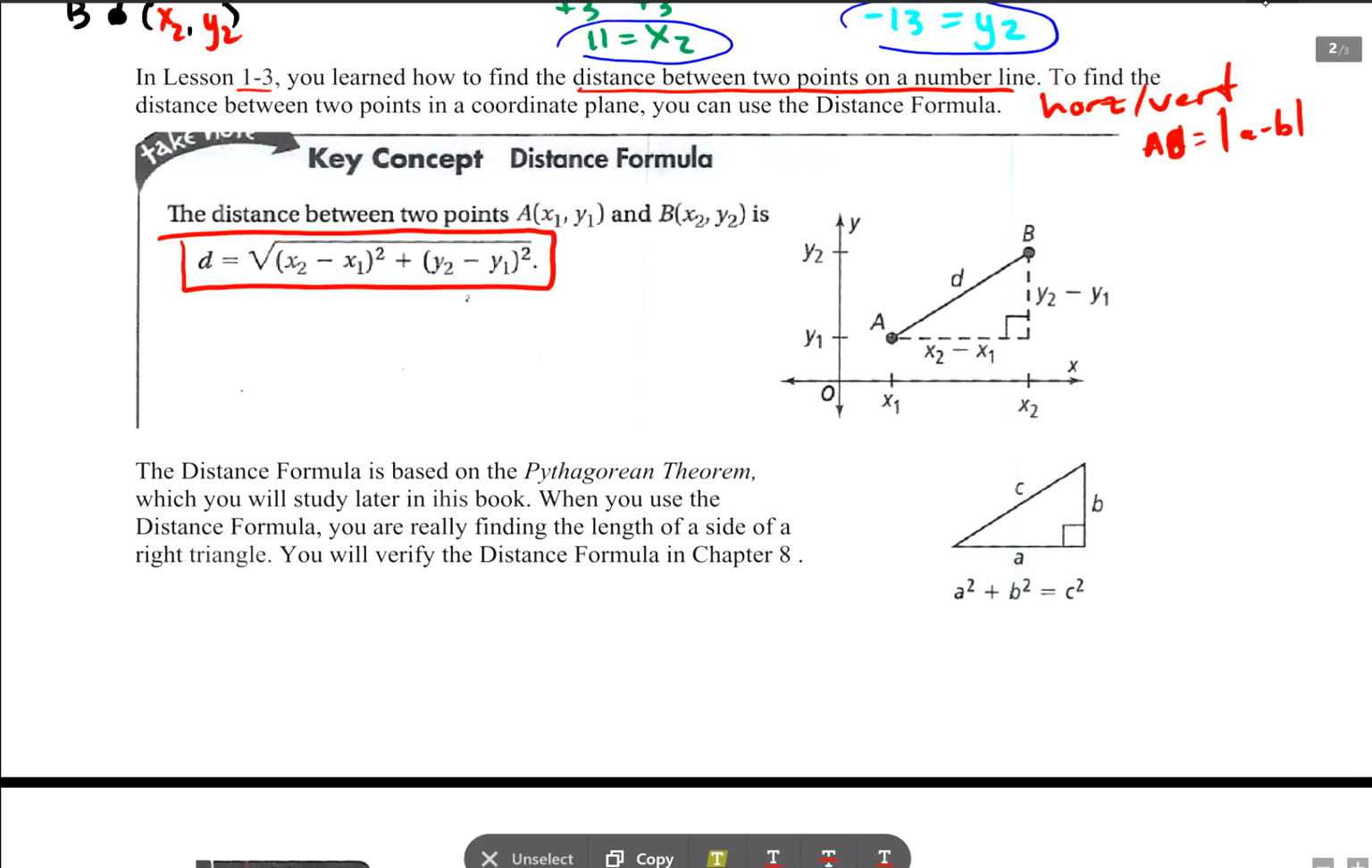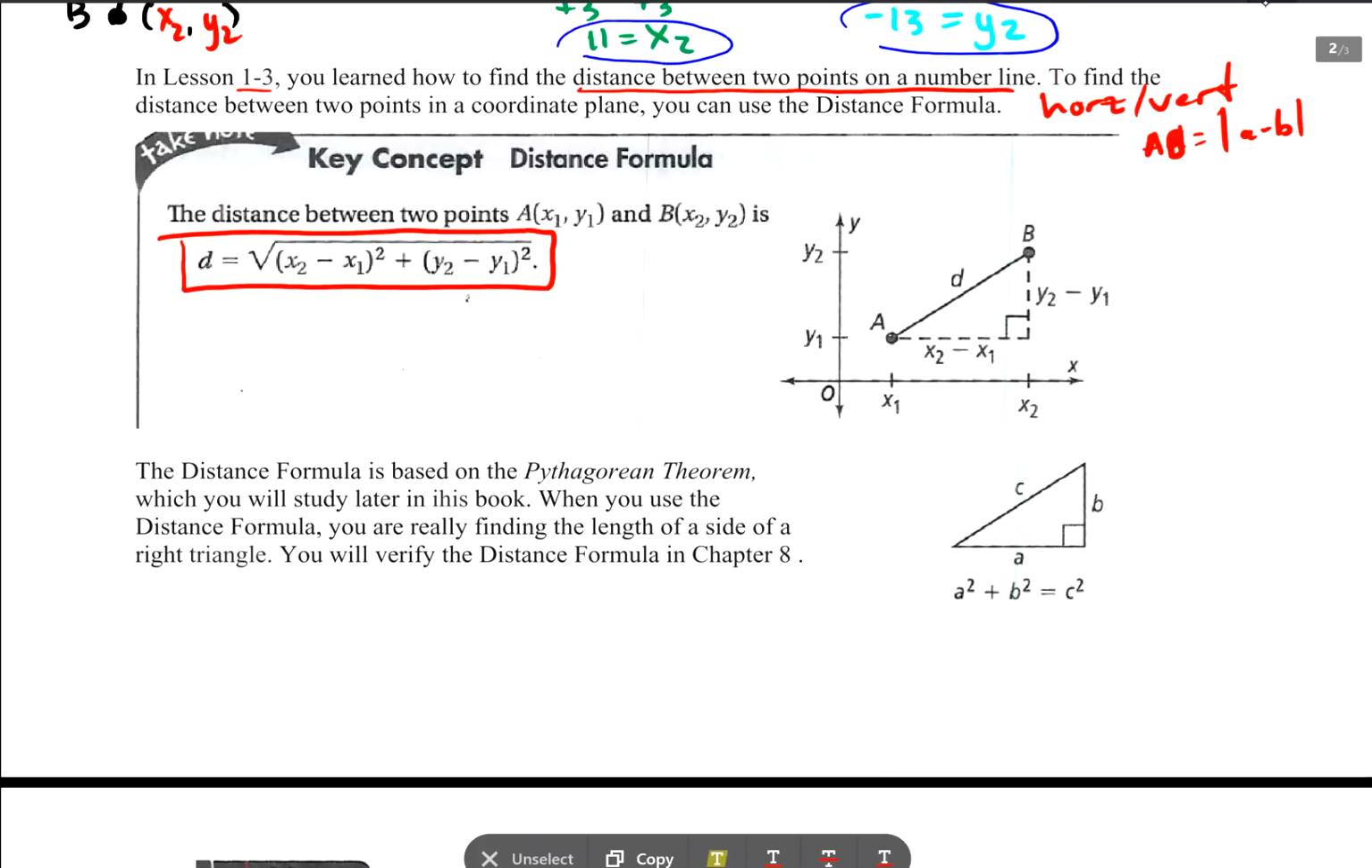It is the square root of the quantity. Good word, you need to use it. Quantity, that's what the parentheses say. x2 minus x1, that quantity squared, plus y2 minus y1, that quantity squared. So you're going to have to follow order of operations here. We do the stuff in the parentheses first, then square it, our exponent, then we're going to add them together, then we will take the square root.